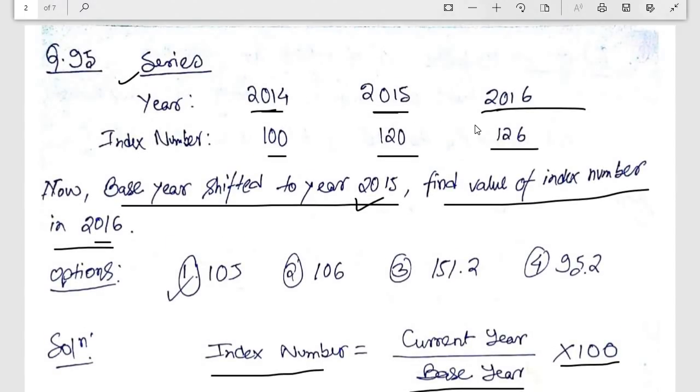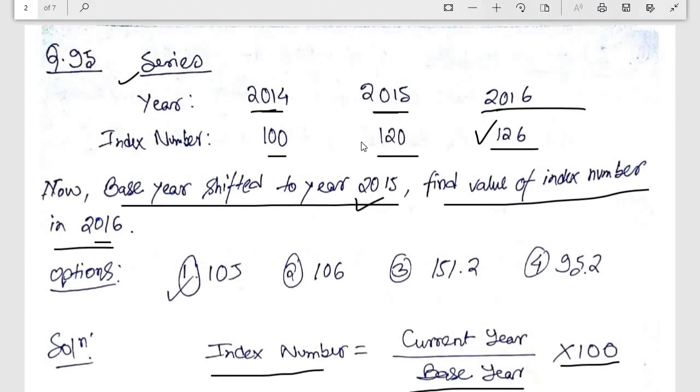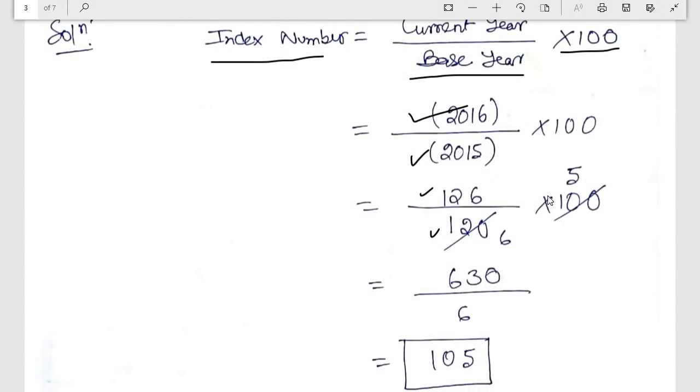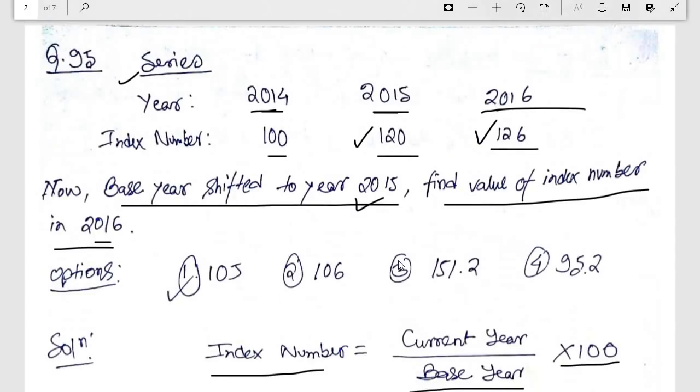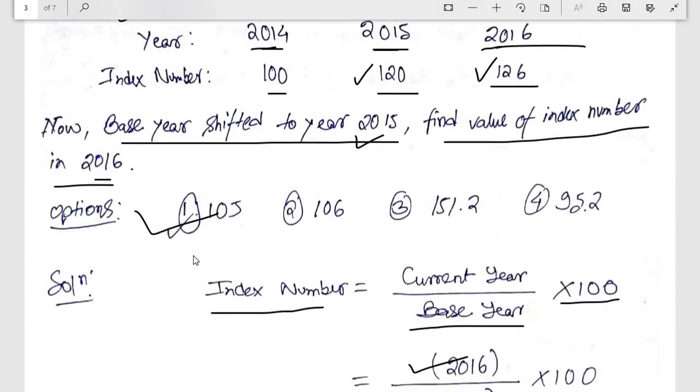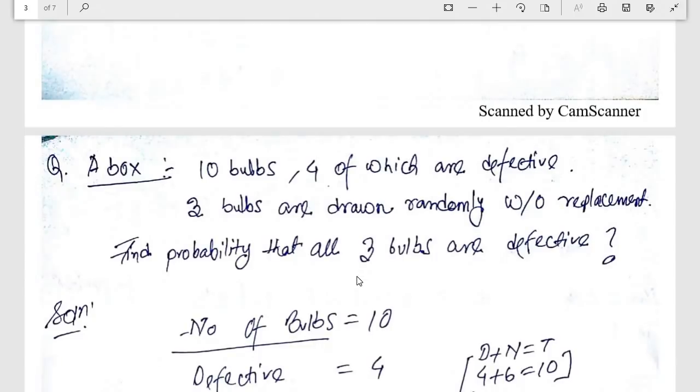So what is the value of 2016? The index number for 2016 is 126, so we put it here, 126, and for the base year 2015 it is 120, and then multiply it by 100. We will get 630 by 6, and when we simplify it we will get 105. So this will be the answer, 105, option 1. This step is not necessary, I have given it to make you understand.